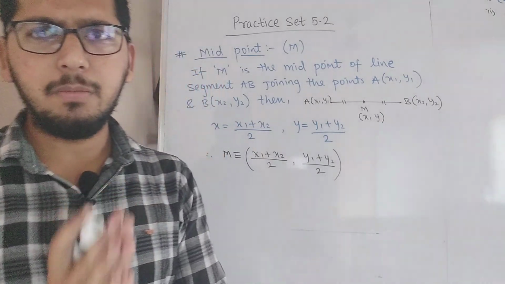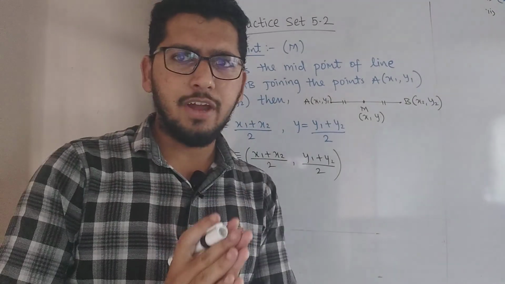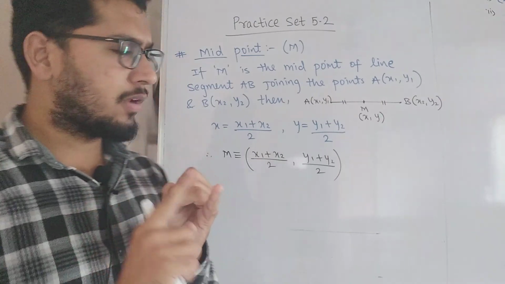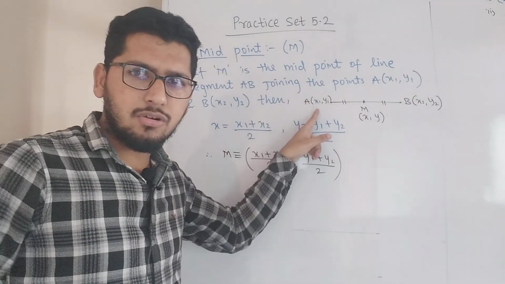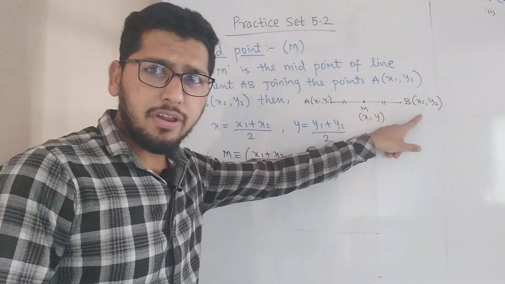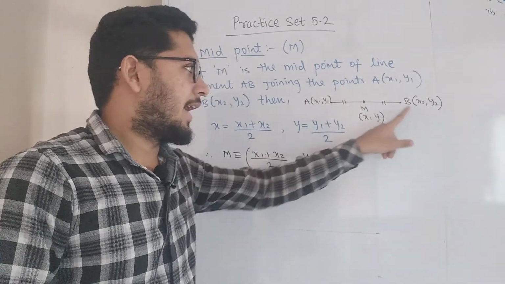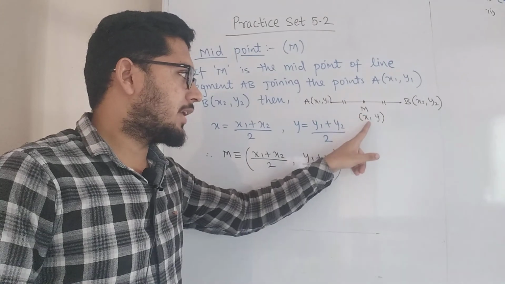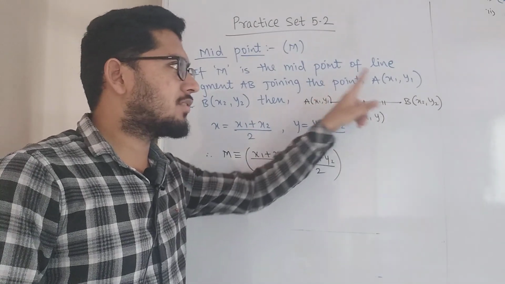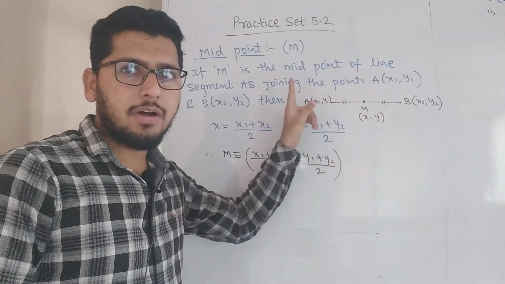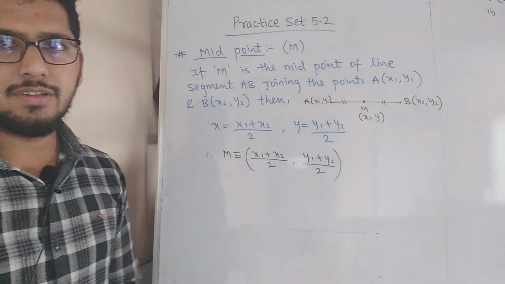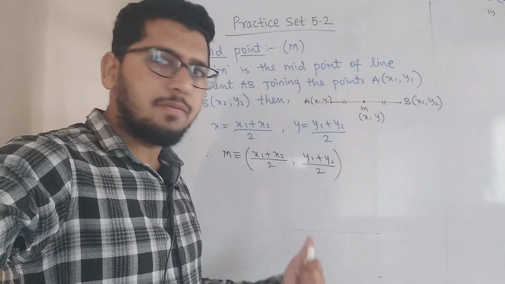To calculate the midpoint of the segment AB, we just have to know the coordinate of A and the coordinate of B. First of all we will denote the coordinate of A with x1 comma y1. Second, we denote the coordinate of B with x2 comma y2. And if we want to calculate the midpoint M, then we have to use the formula x1 plus x2 upon 2 comma y1 plus y2 upon 2. So this is the formula. Now we'll proceed with the example for the same formula.